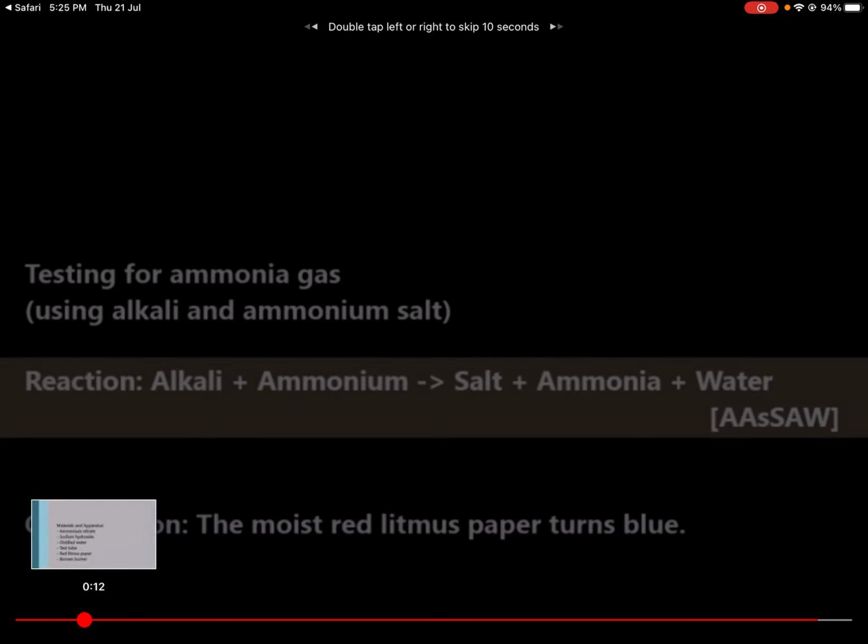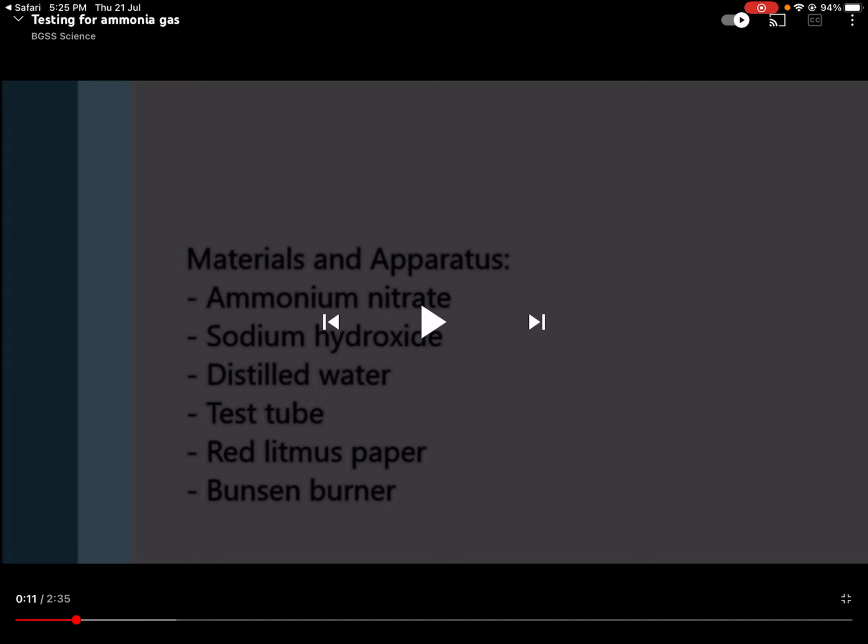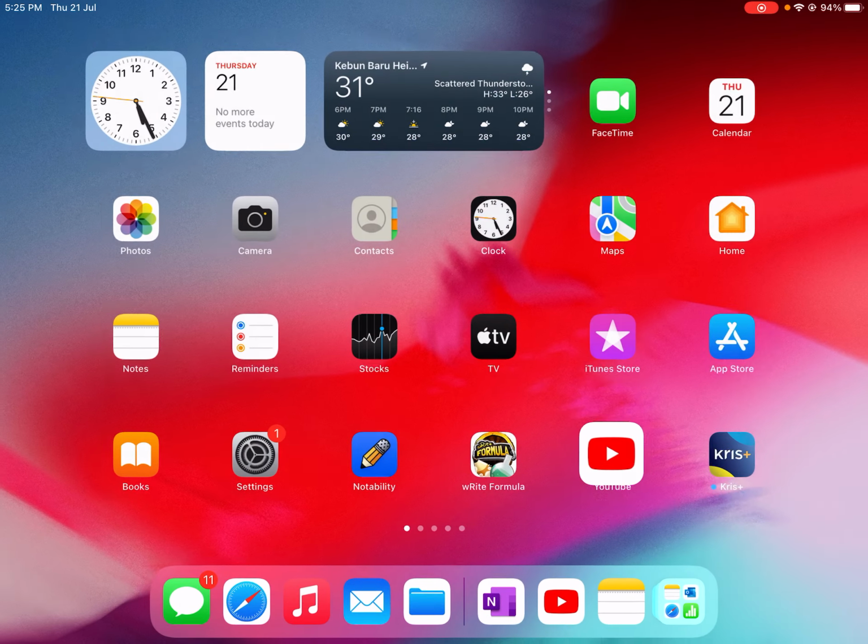Okay, so here's what you learn so far. Alkaline plus ammonium salt gives you salt, ammonia as well as water. So look back to the start of the video where I asked you to think a bit about what the salt formed is. You have ammonium nitrate and sodium hydroxide, so this one is actually sodium nitrate as the salt, right? Okay, so now I'm going to go back to the notes.